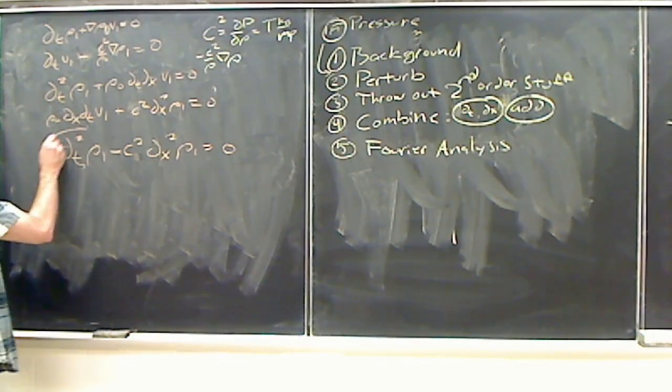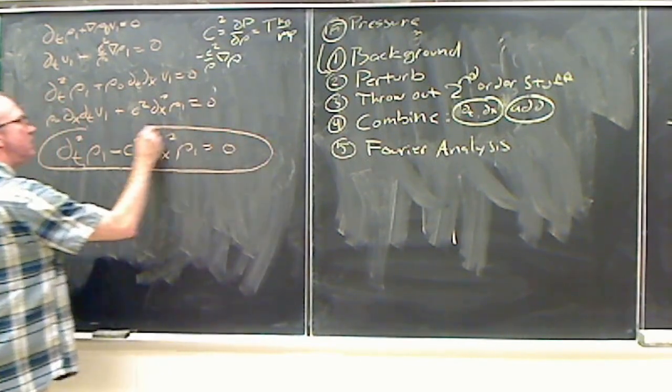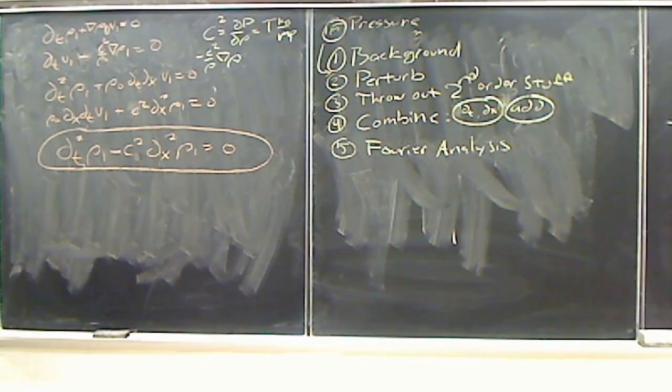So now I just have one equation, and it's linear in rho, so I can solve it with Fourier transforms. Does anybody have any questions about getting to this point? Does that all seem basically straightforward? So now how do we solve this?